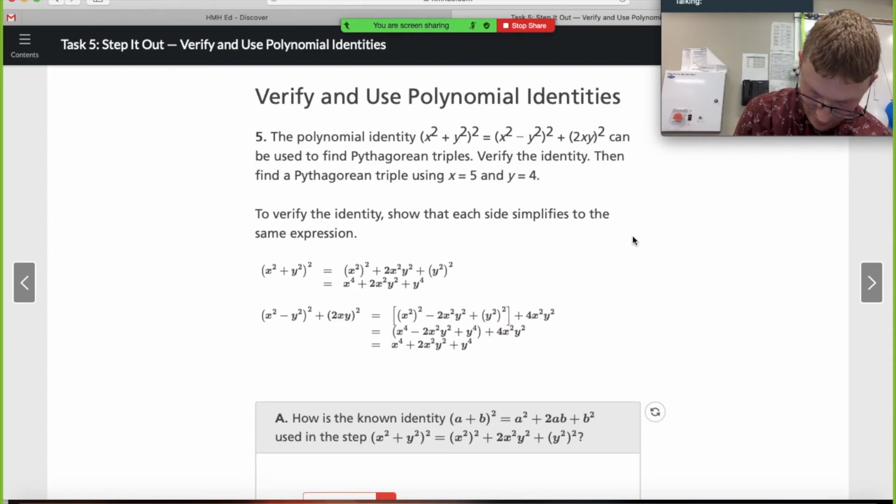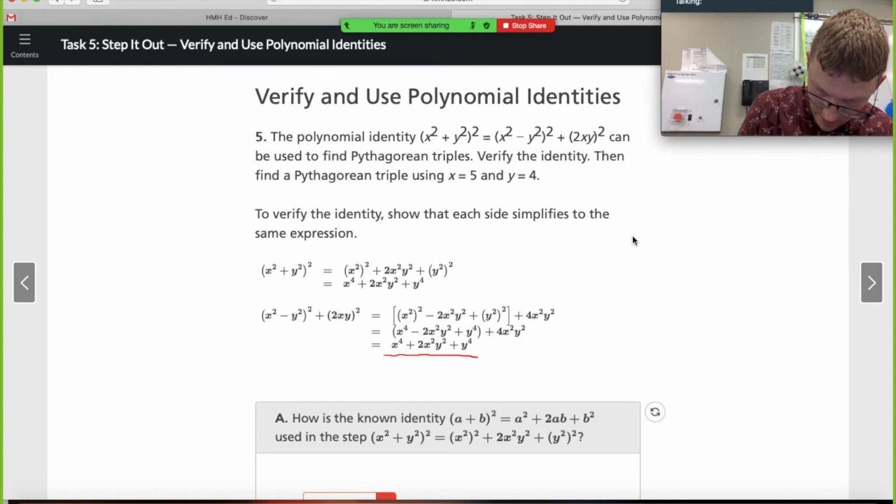So we multiply everything, we simplify everything in brackets. Here's our x to the fourth that came from that. 2x squared y squared stayed the same. This turned into y to the fourth. And looks like we have some similar terms that we should combine. So negative 2 plus 4 is a positive 2. And so here we go. We have that simplified.